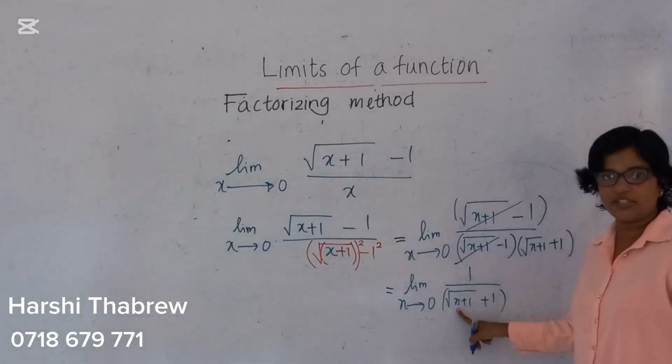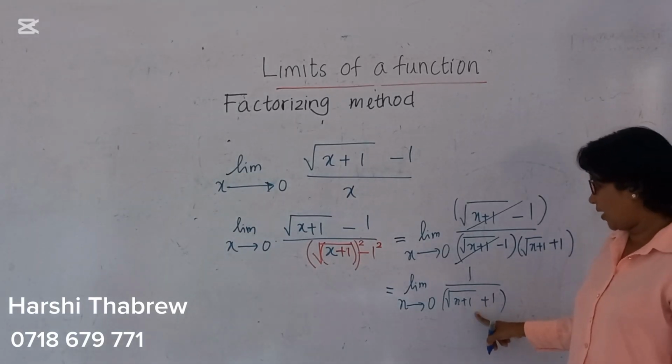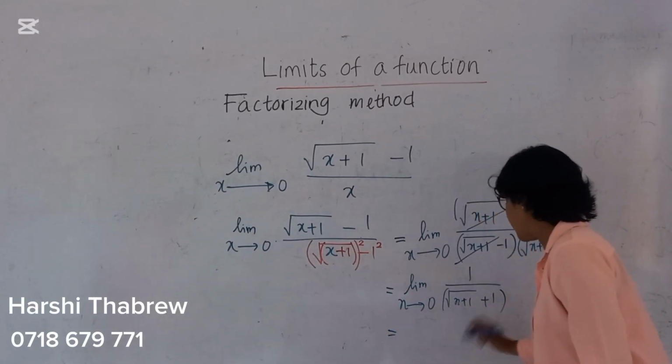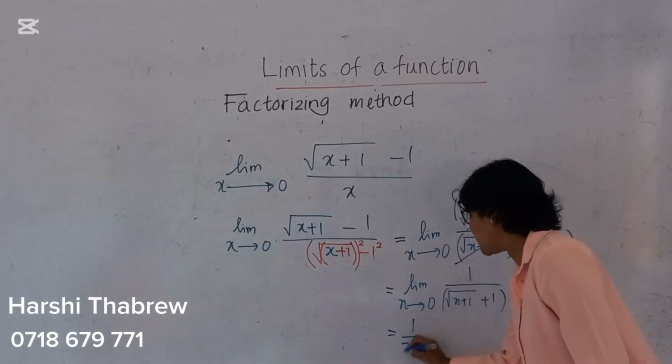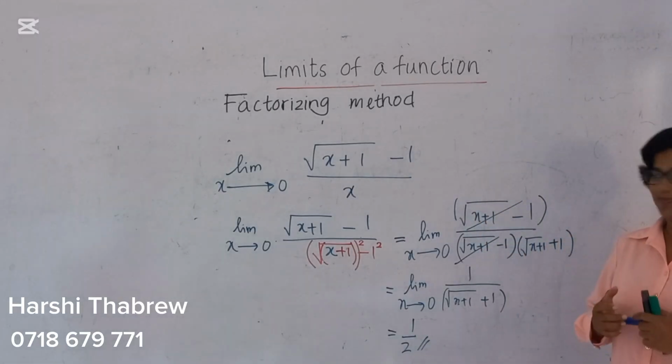Then I can substitute 0 here. 0 plus 1 is 1. Square root of 1 is 1. Then 1 plus 1 is 2. Therefore, the answer will be half, which is a real number.